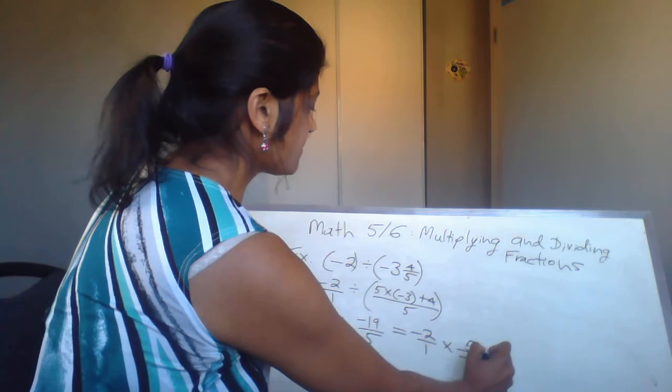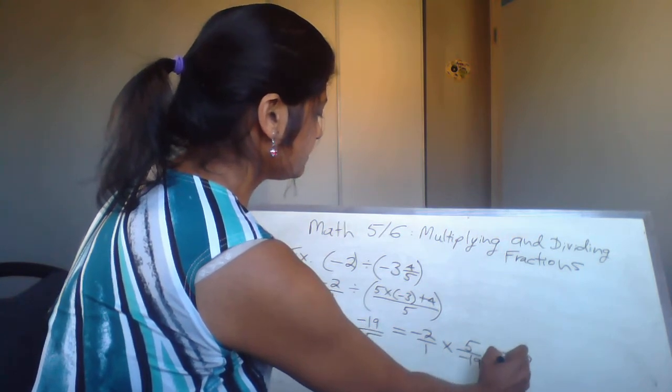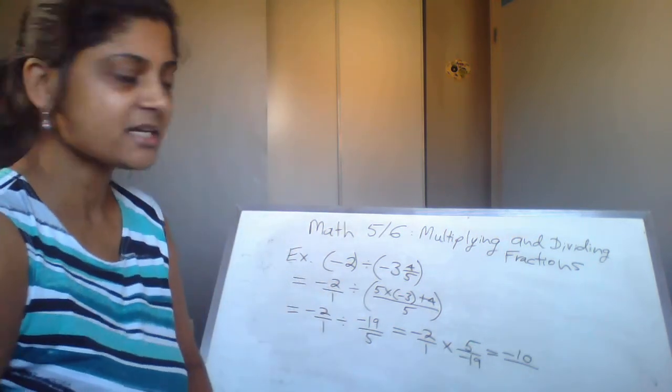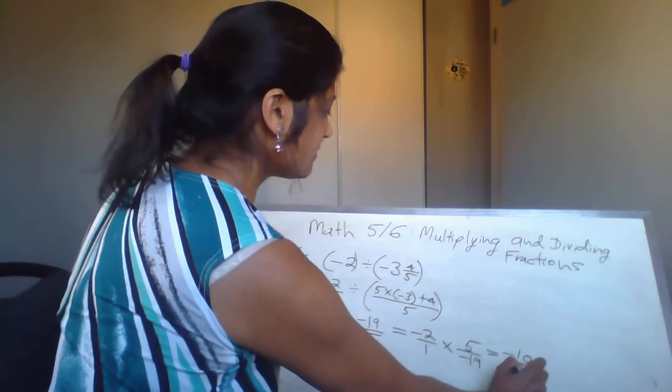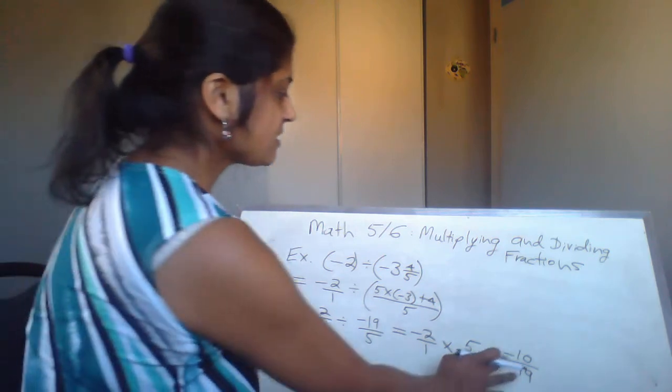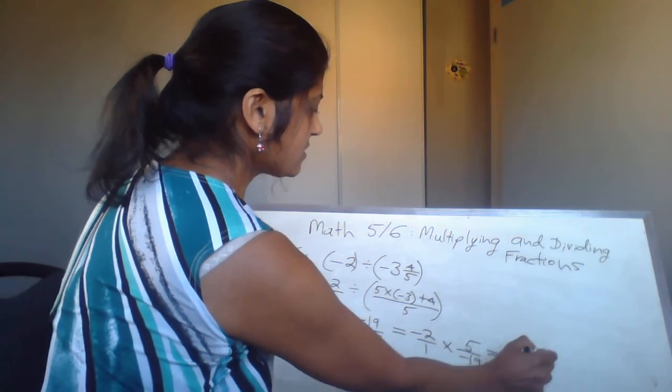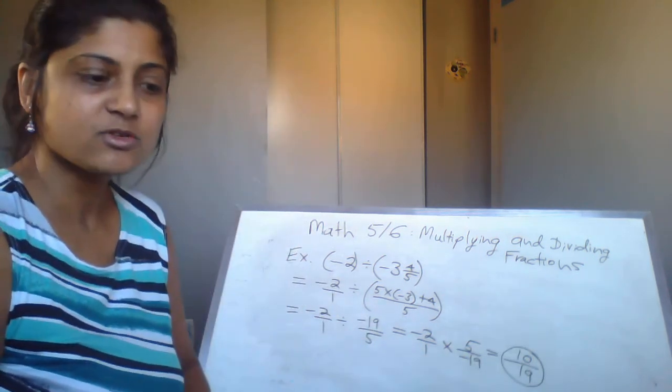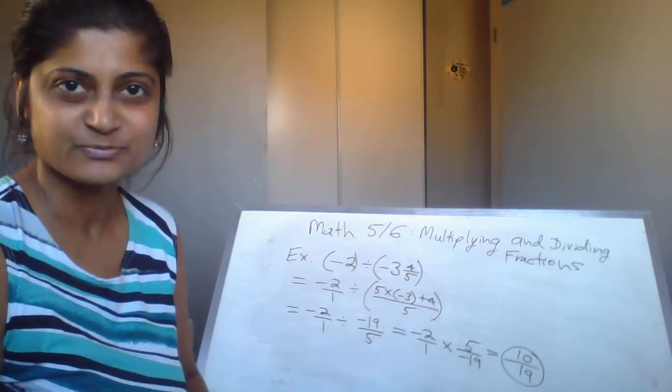We're just going to multiply the numerators here. So we're doing -2 times 5, so -10. And 1 times -19 is -19. Again, I have two negative answers here, and the negatives are going to cancel out, and that's going to be my final answer.